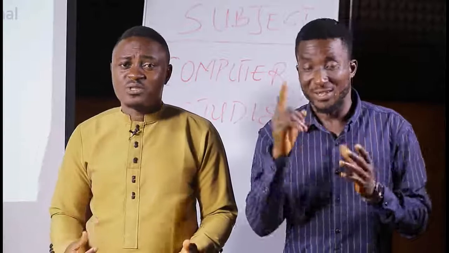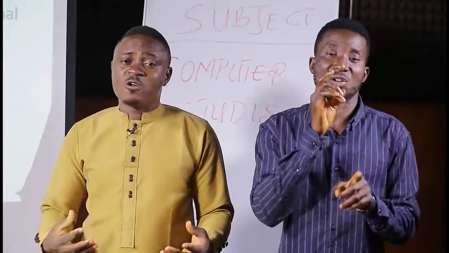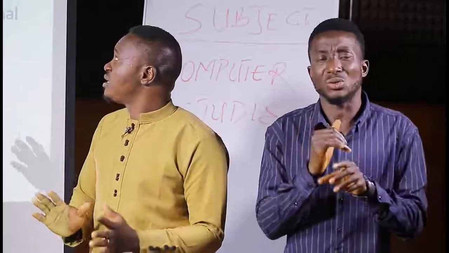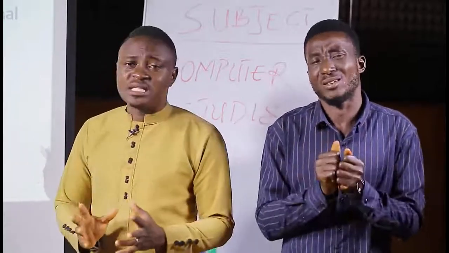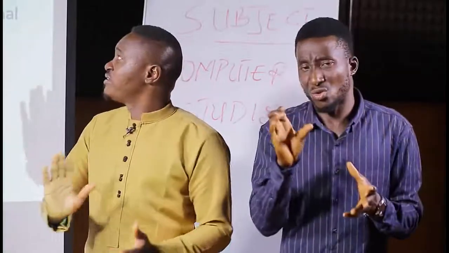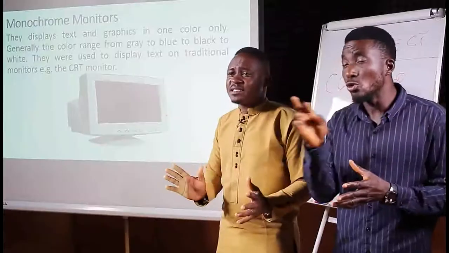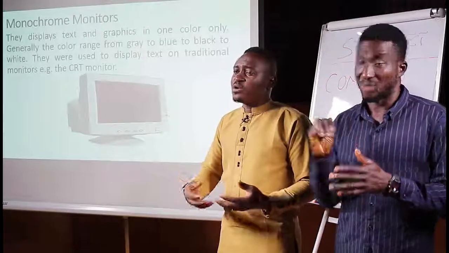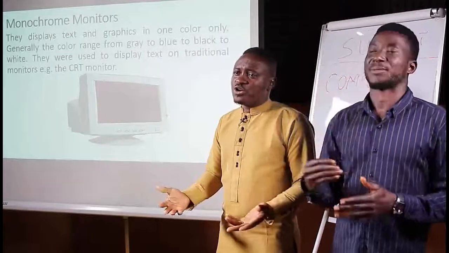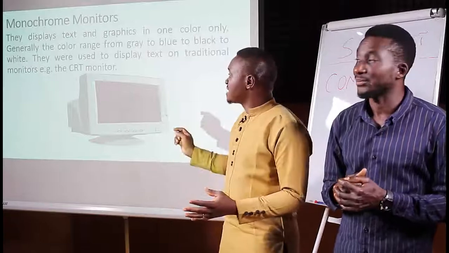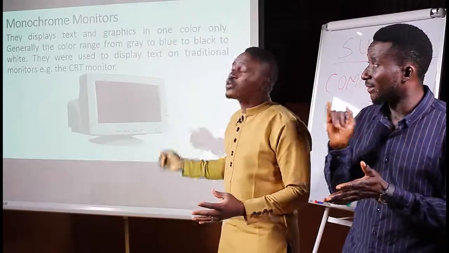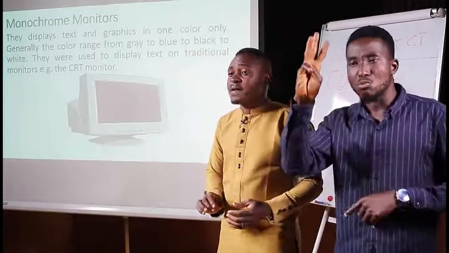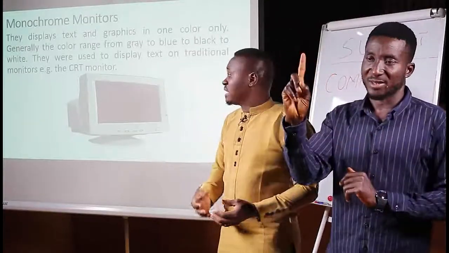Likewise, this monitor does not come with a lot of beautiful colors. It has basically one color only. And the color ranges from the gray, the blue, the black, and the white. So we call them black and white. So when you're wearing a colored dress, it would not show, but all we see is black and white. That is how the monochrome monitor is. That's just from the word mono. Mono means one. So it has just one color that it displays.